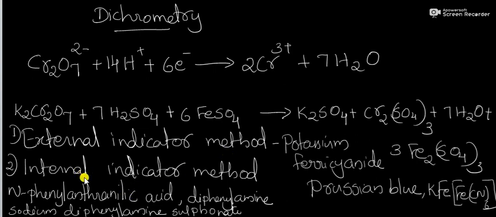Another method is the internal indicator method. That is our normal titration indicator used internally within the conical flask. Examples for internal indicators are N-phenylanthranilic acid, then diphenylamine, and sodium diphenylamine sulfonate. These are the three important internal indicators.